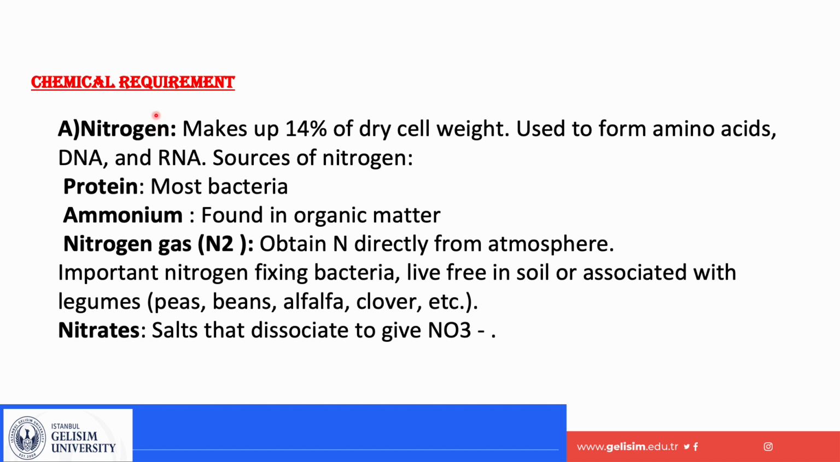Nitrogen is a vital element for the formation of amino acids, DNA, and RNA in bacterial cells, making up about 14% of dry cell weight. Bacteria can obtain nitrogen from different sources, such as proteins, ammonium, nitrogen gas from the atmosphere, and nitrates that dissociate in salts. Most bacteria use proteins as a source of nitrogen, while some bacteria live free in soil or associated with legumes to fix atmospheric nitrogen. These bacteria are known as nitrogen-fixing bacteria, and they're essential in agriculture as they can improve soil fertility and crop yield.